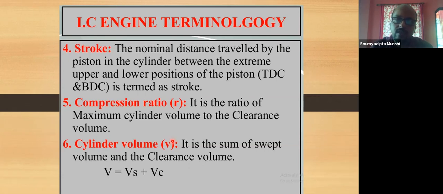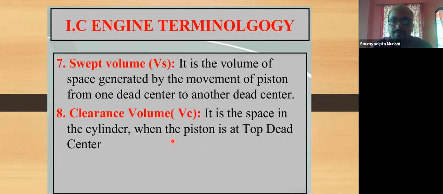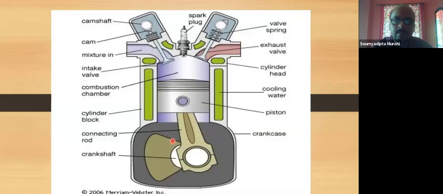Compression ratio is the cylinder volume divided by the clearance volume, or you can say 1 plus the swept volume divided by the clearance volume. Cylinder volume is the swept volume plus the clearance volume. Swept volume is the volume space generated, and the clearance volume is the volume above the top dead center. So this is the basic terminology of the IC engine.